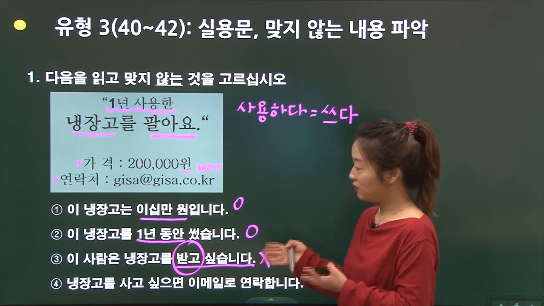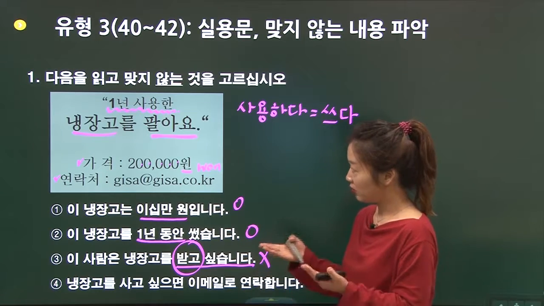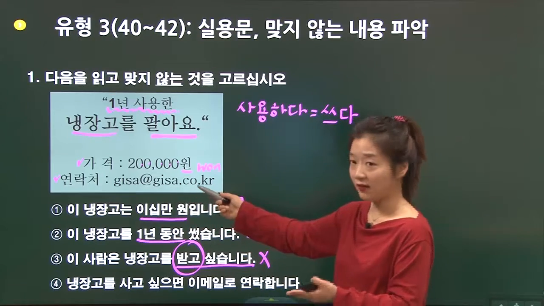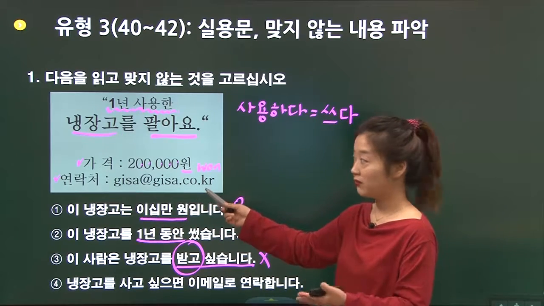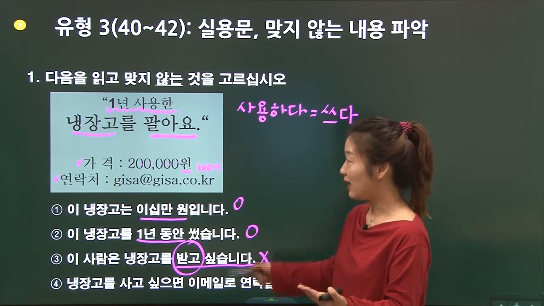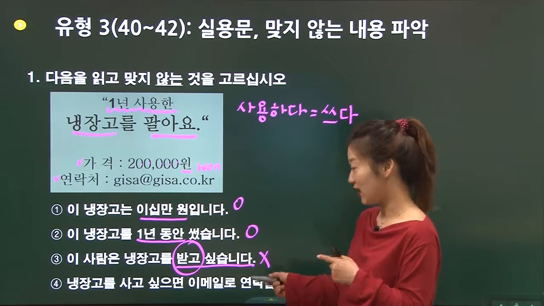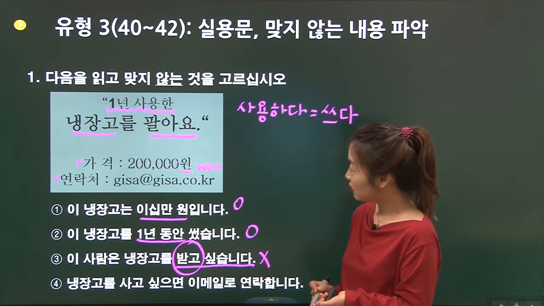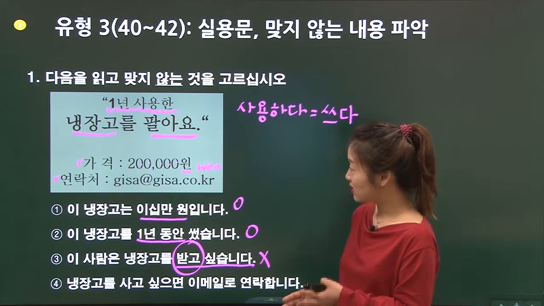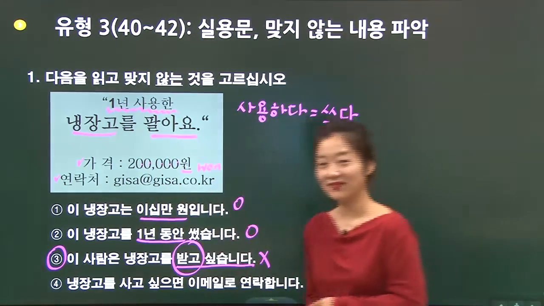연락합니다. We need to find out how to contact him. So we can see the 연락처. There's only an email address, not the phone number, not the address. So if you want to buy the refrigerator, you should contact him by sending an email, right? Good. So the answer, which is not correct, is number three, right? Good.